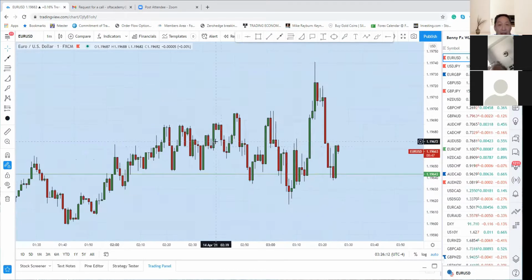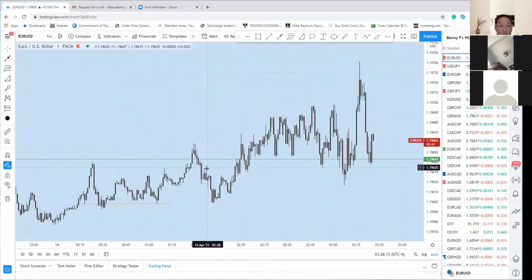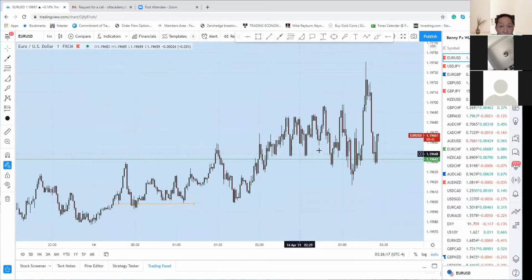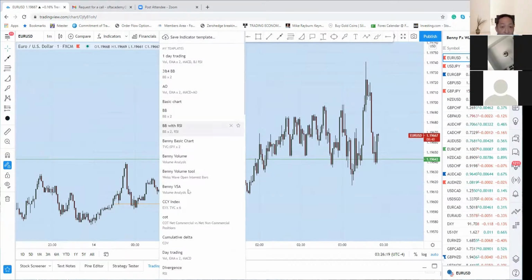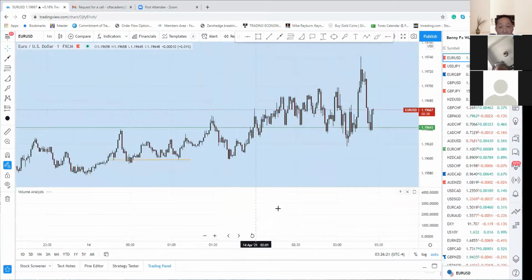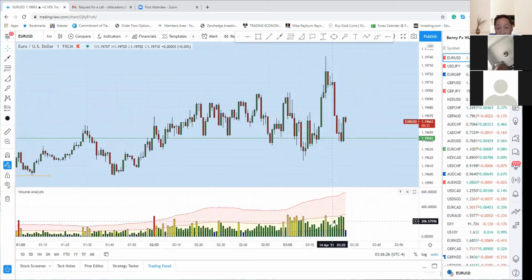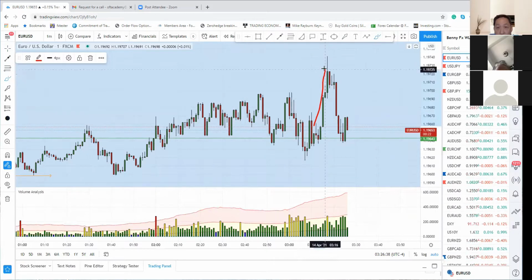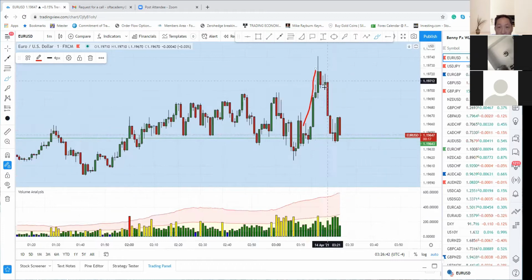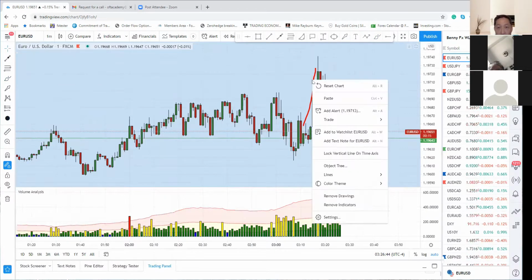So now we can see that we are in the phase of distribution. If I take a look at my Benny VSA, I see this yellow bar represents high volume here. With such a high volume, I see the price goes up and immediately it reverses back down, right? So to me, this is like a stop hunting or an upthrust.